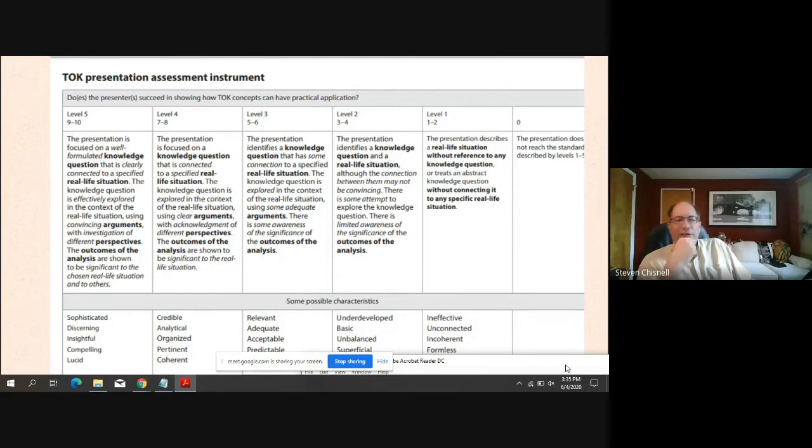And that gets harder. It's definitely not a level 1. We know she's got a specific real life situation, Comic Sans. Now the question is, how well connected is it to the knowledge question she asks? Let me ask it to you this way. What is her knowledge question?